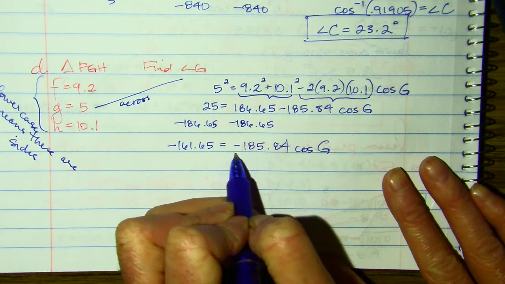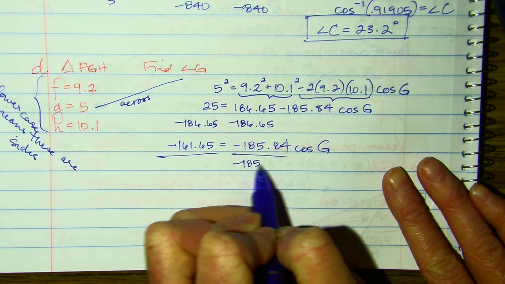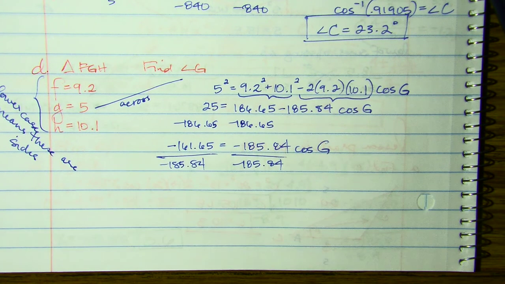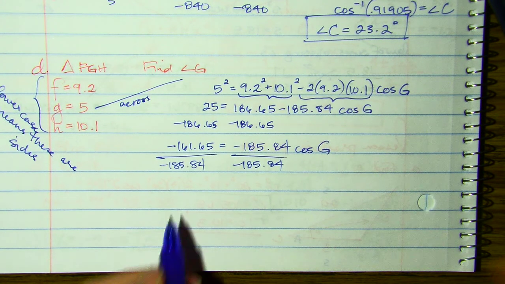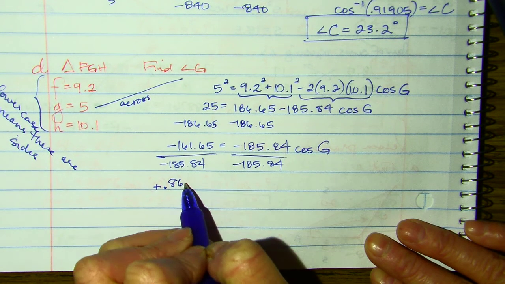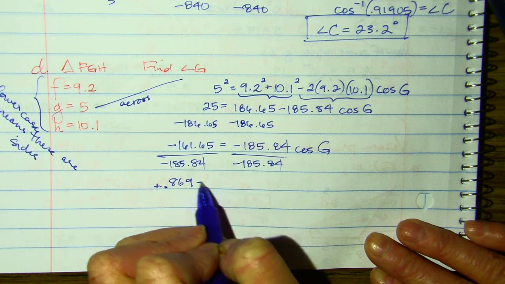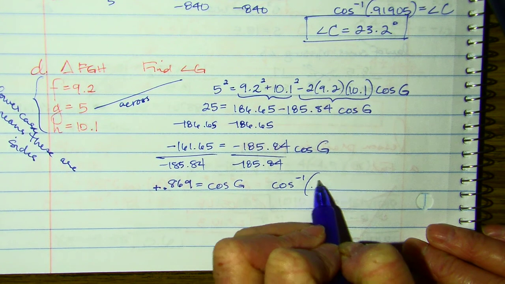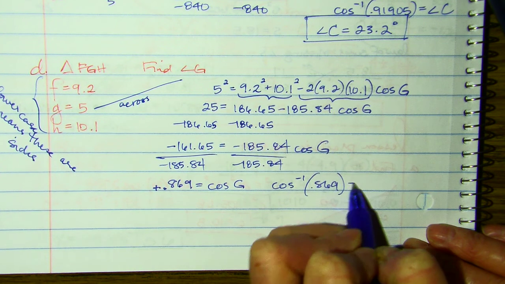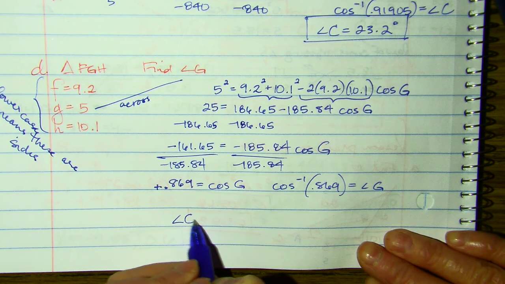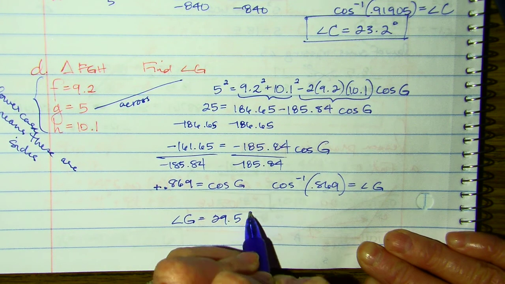Now I have to divide by the negative 185.84. And I get positive 0.869. I'm just going to leave that equals cosine G. So we're going to use cosine inverse of 0.869, probably 0.87 would be fine, and that'll give me angle G. So cosine inverse of 0.87, and I get that angle G is 29.5 degrees.